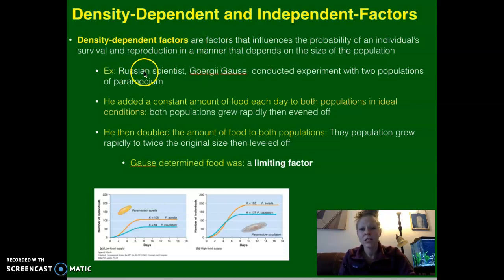But there was a Russian scientist, Georgy Gause, who conducted an experiment with two populations of paramecium.